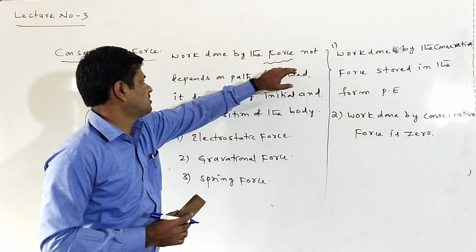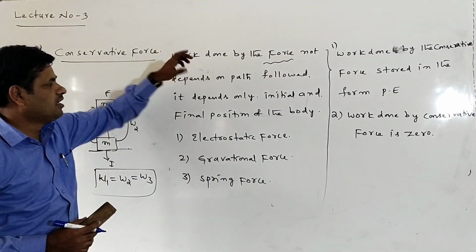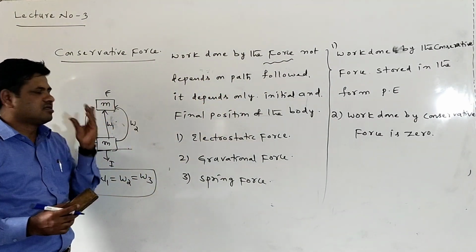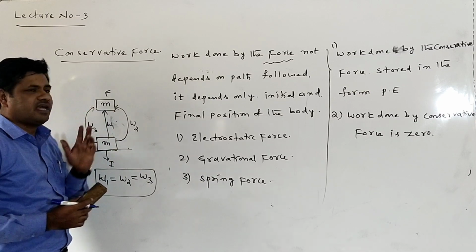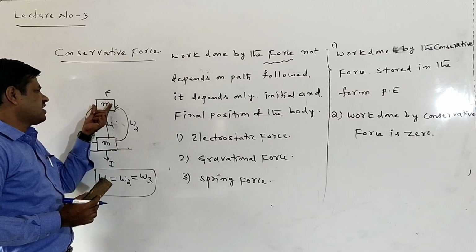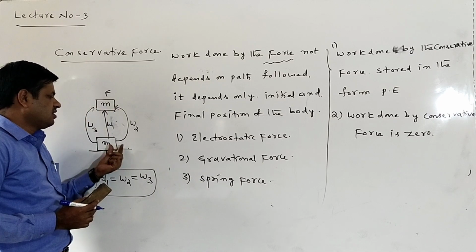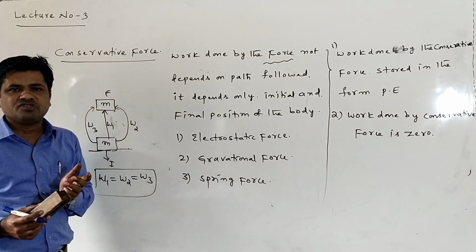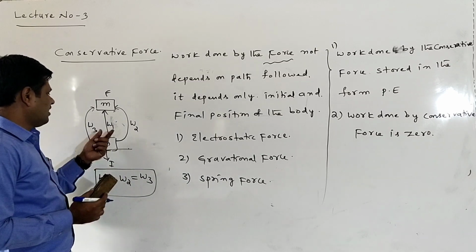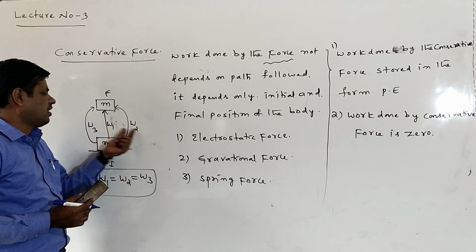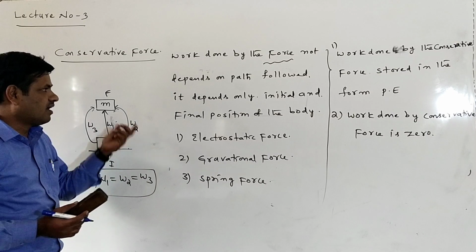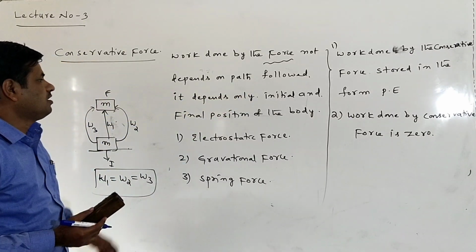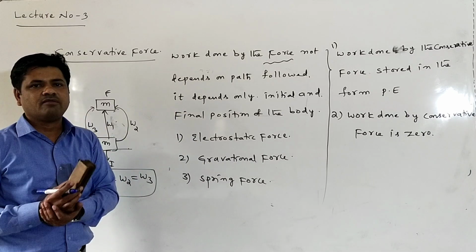Work done by the force does not depend on the path followed. It depends only on which positions are the initial and final positions. Here the body's initial and final position cannot change. It is moving in this direction also, coming to this position. In this direction also, coming to this position. We are moving like this also, coming to this position. In all these cases the work done, W1, W2 and W3, does not depend on the path followed. It depends only on the initial and final positions.